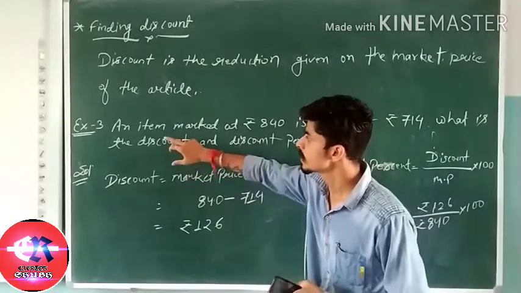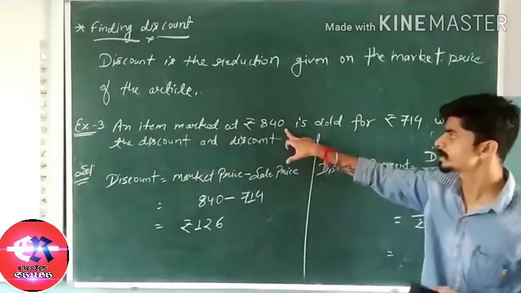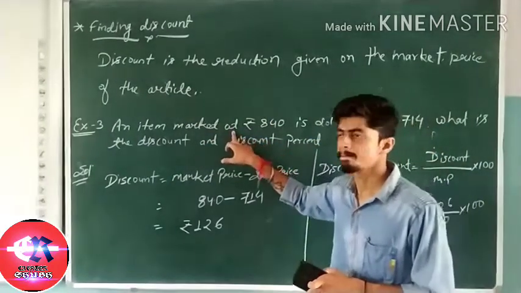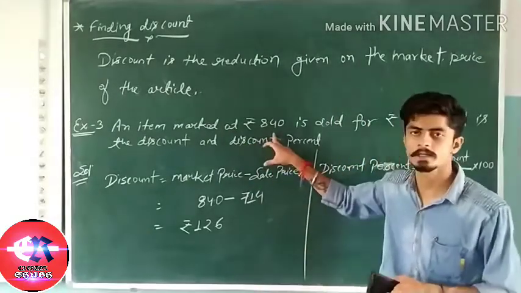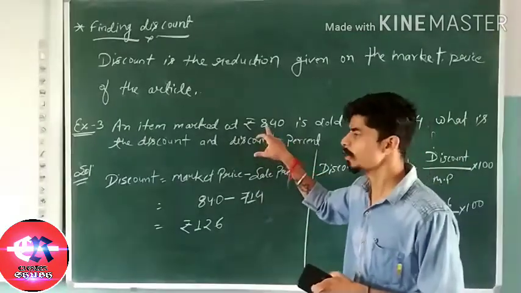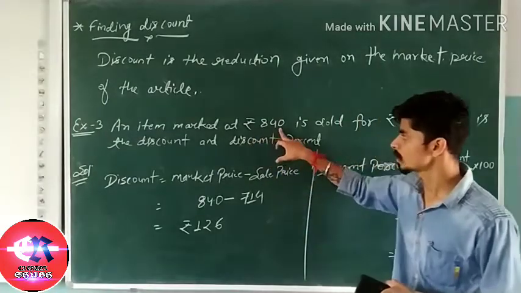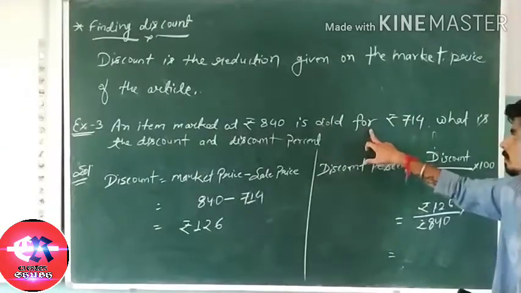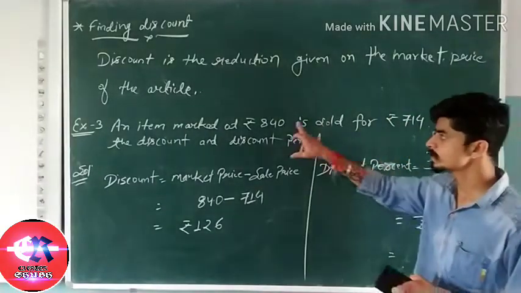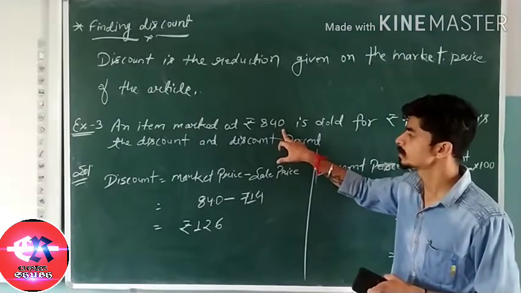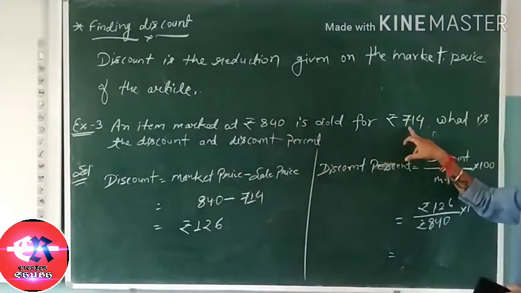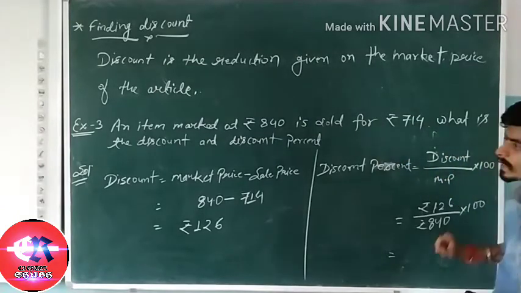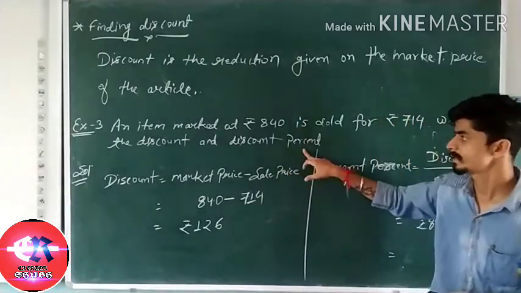So the question is, an item marked at rupees 840. Marked at means this is the market price, that particular chit which is pasted on a particular item and the cost is written over it. So the cost of that particular item is rupees 840, but it is sold for rupees 714. What is the discount and the discount percent?